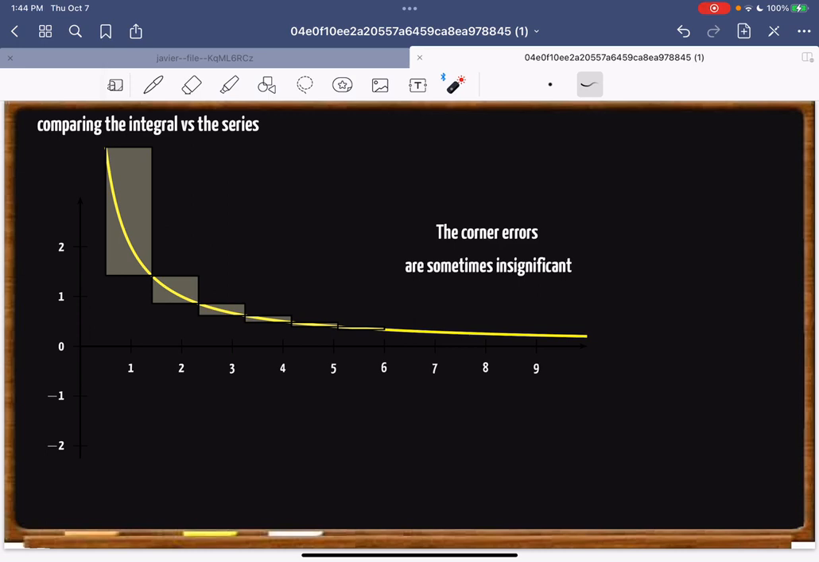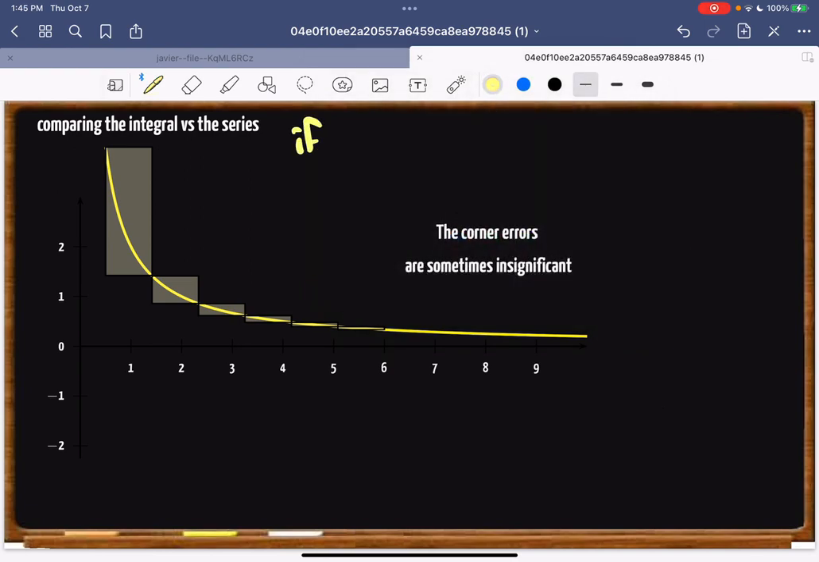The area of the little rectangles could be infinitely different from the area under the curve if these rectangles get out of hand. And sometimes they don't matter. Sometimes they're just a finite number. And so whatever the areas of the rectangles do, the area under the curve does exactly the same. You could summarize it this way.